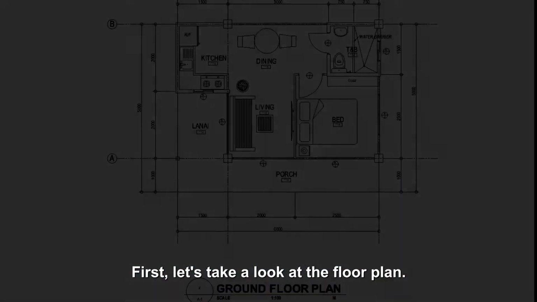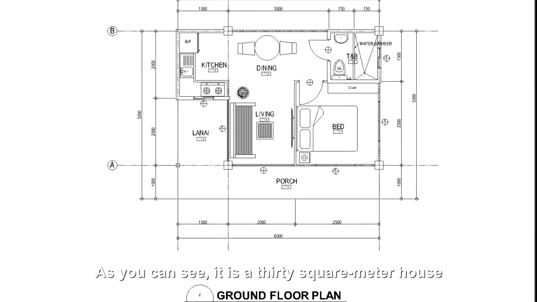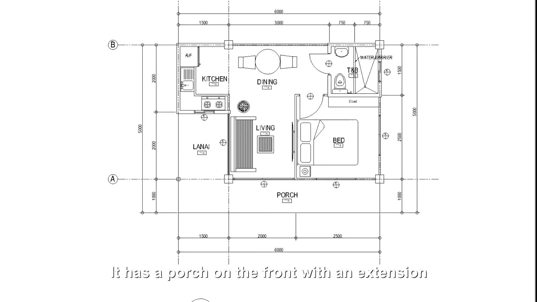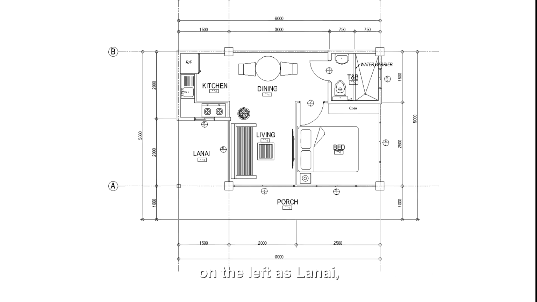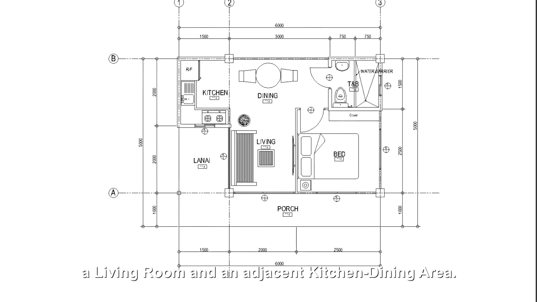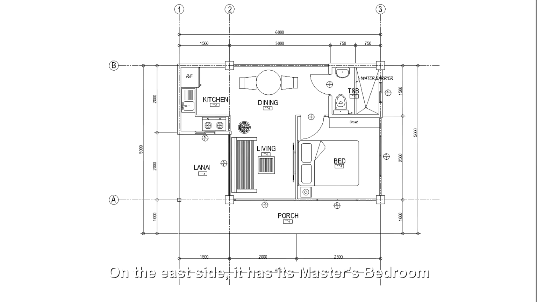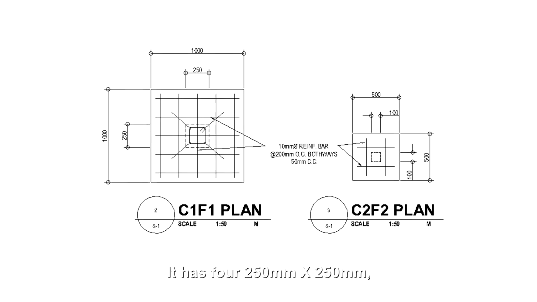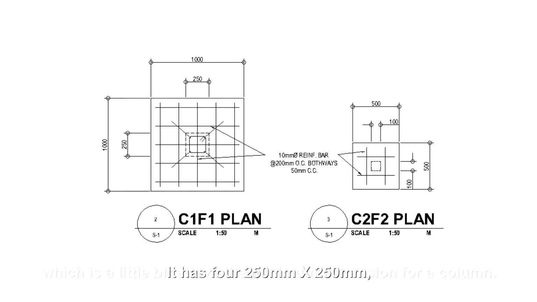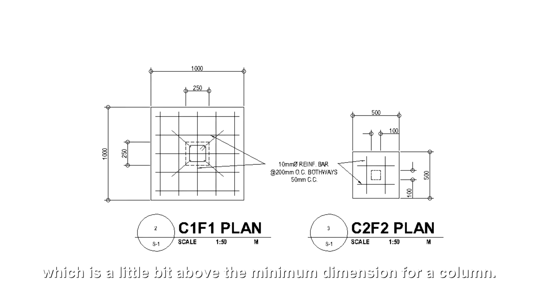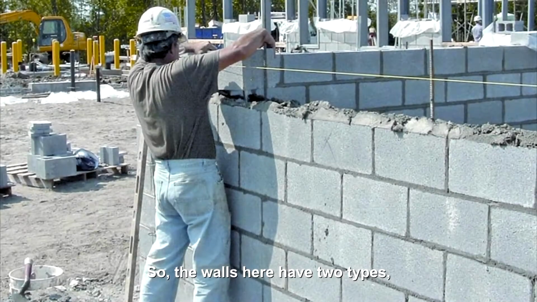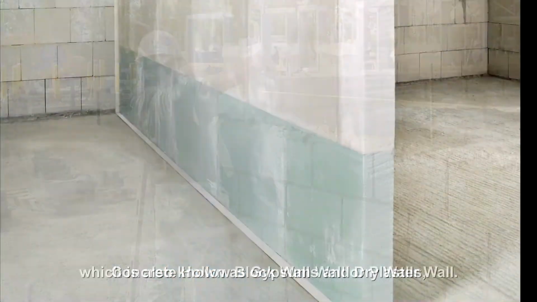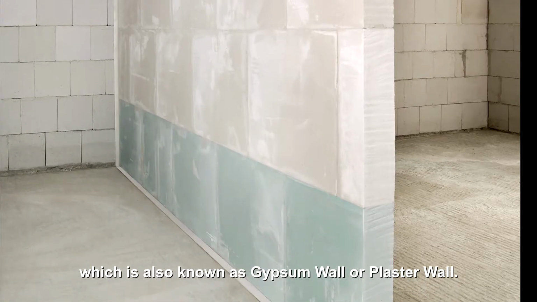First, let's take a look at the floor plan. As you can see, it is a 30 square meter house with a 6 by 5 meter floor area. It has a porch on the front with an extension on the left as lanai, a living room and an adjacent kitchen dining area. On the east side, it has its master's bedroom with toilet and bathroom on the upper part. It has 4 250 by 250 mm columns, which is a little bit above the minimum dimension for a column. So, the walls here have two types: concrete hollow block walls and dry walls, which is also known as gypsum wall or plaster wall.